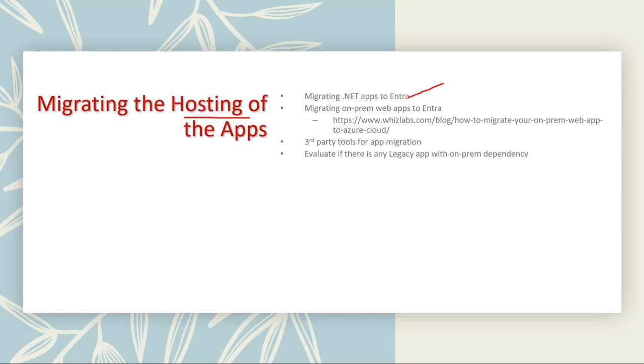Right now we have spoken about, if you have a .NET framework developed application, then there are tools available which can help you migrate. If you have an on-premise web application, we just saw one blog which talks about how that can be migrated. Now let's say that you have a legacy application which has on-premise dependency which cannot be migrated. That is something you need to evaluate and find out. So you need to get a list of all the applications that your organization or your customer might have in their on-premise setup, find out how many of those applications are of which type, and then figure out a plan on how to migrate those applications from your on-premise to Azure.